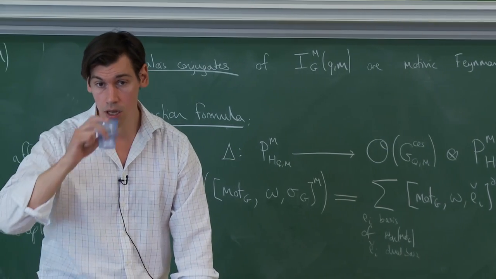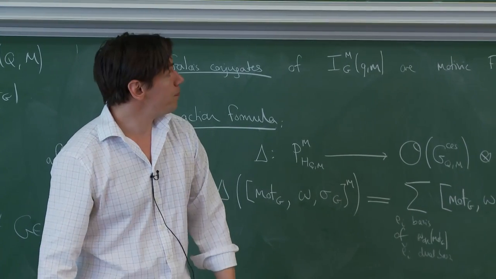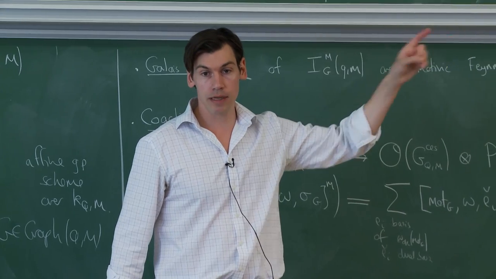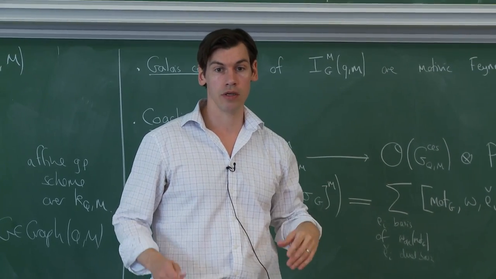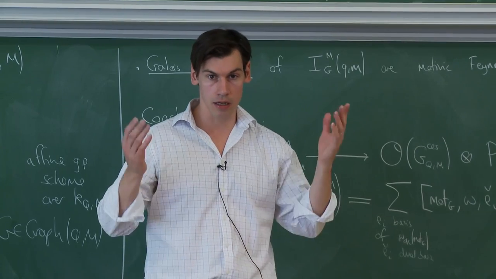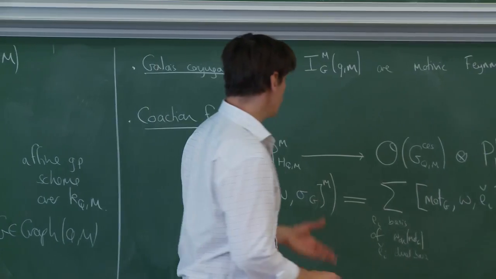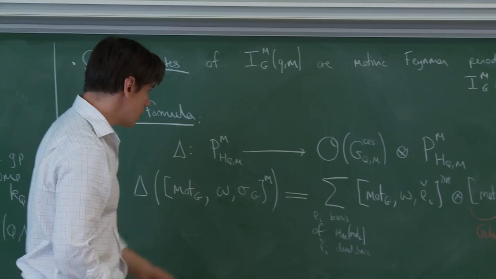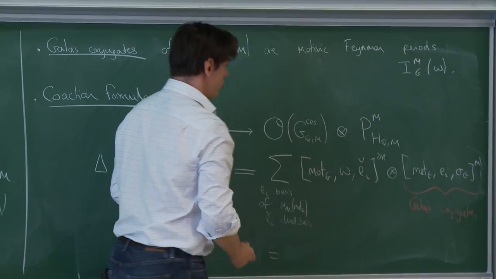Is every finite dimensional representation of this type an amplitude or a period? Of this group, the cosmic Galois group, by definition, every finite dimensional representation of this cosmic Galois group is... That's a Tannakian philosophy. So one way to define the Hopf algebra of this group is by exactly these symbols, and with the coproduct.